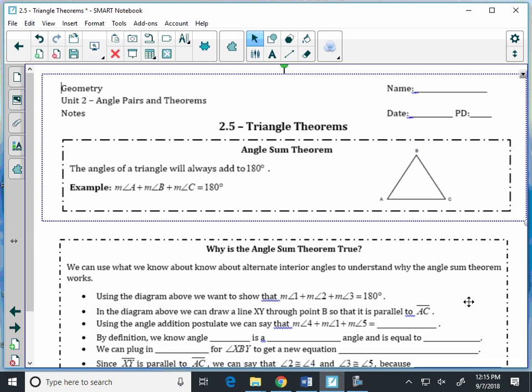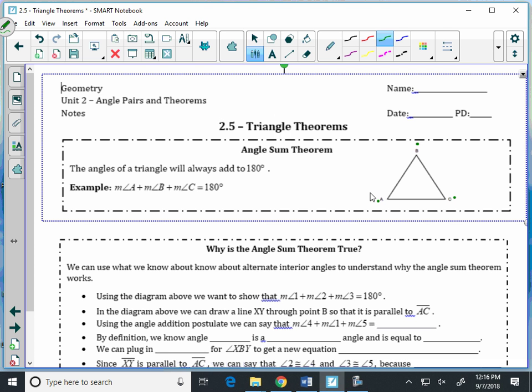up to 180 every single time. Every single time you have a triangle, the angles will always add to 180 degrees. No exceptions. If it's not adding to 180 degrees, then it can't be a triangle. Okay? So if we look at this diagram, we have this triangle here, A, B, and C. And this theorem says that if you take whatever angle A is and add it to whatever angle B is, and add it to whatever angle C is, add up all three of those angles, it will equal 180.